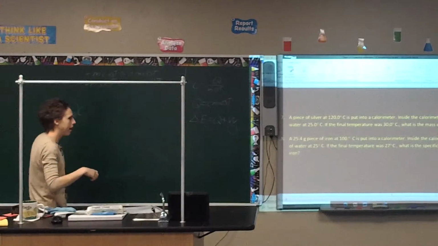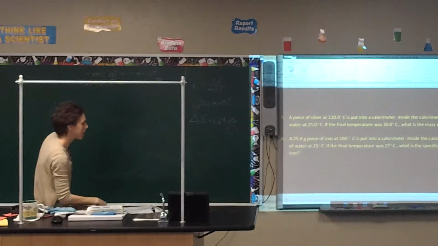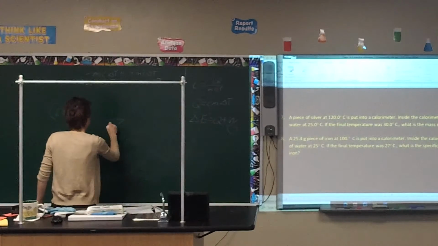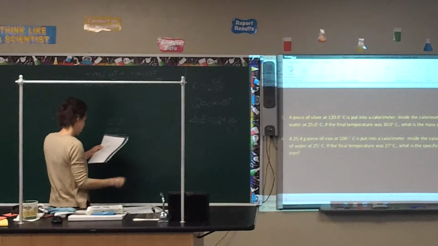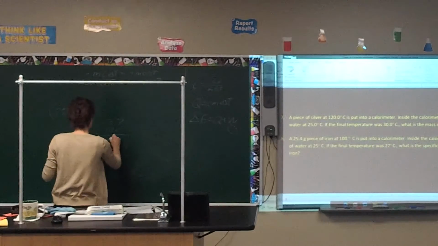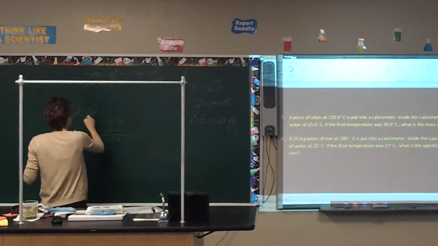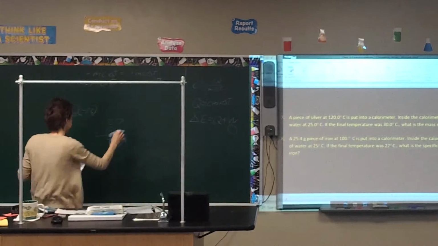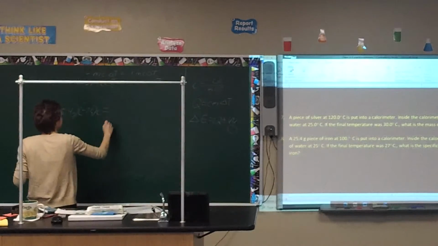Temperature change. It went from 100 degrees Celsius to 27 degrees Celsius. So 27 minus 100 is what? Alright, you should have said negative 73. So negative 73 is the temperature change. I'm just going to write C's.